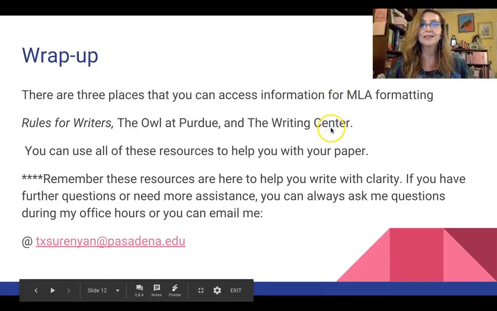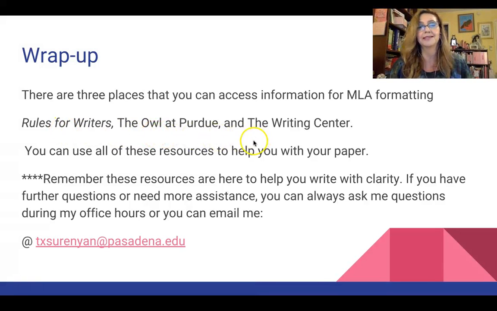There are 3 places you can access information for MLA formatting: Rules for Writers, the OWL at Purdue, and the Writing Center. You can use all of these resources to help you with your paper. Remember, these resources are here to help you write with clarity.